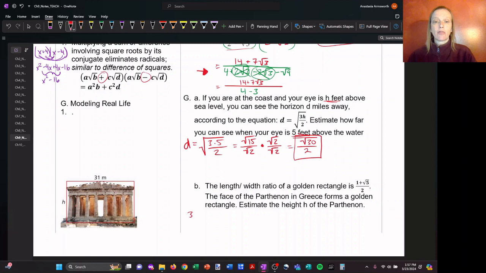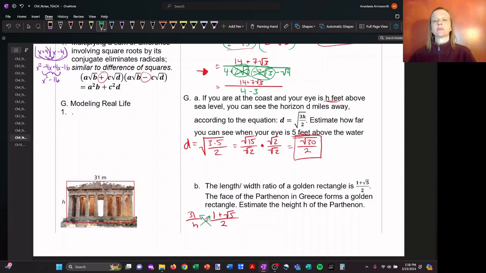So we're saying that 31 over h, this long side of the rectangle over the short side of the rectangle, is going to give us this same proportion, 1 plus the square root of 5 over 2. And we want to solve for h. Remember, you cannot solve for a value that's in the denominator. So our first step needs to be to get h up out of the denominator. One of the fastest ways to do that is just to cross multiply here.